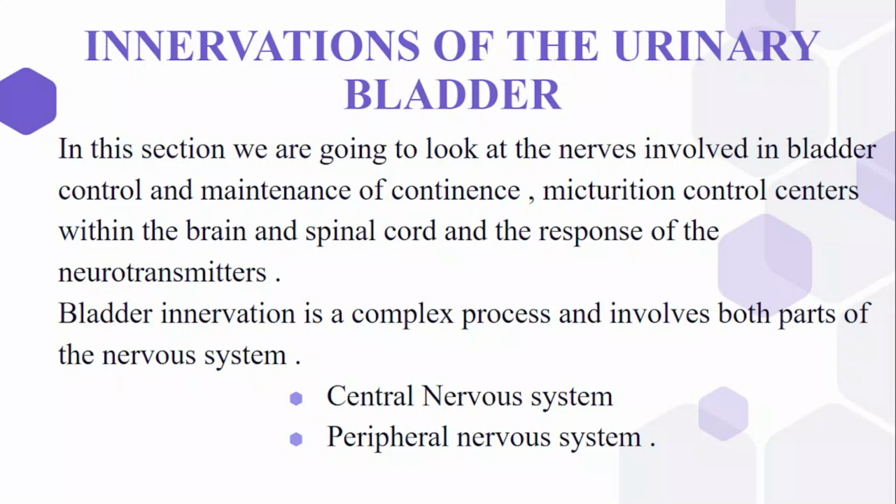Now, in this section, we are going to look at the nerves involved in the urinary bladder, control and maintenance of its contents, and the micturition control center within the brain and spinal cord, and the response of the neurotransmitters. Clear? Bladder innervation is a complex process and involves both parts of the nervous system. Your nervous system is divided into two types, the central nervous system and the peripheral nervous system. The central nervous system consists of the brain and spinal cord, and the peripheral nervous system consists of all your peripheral nerves.